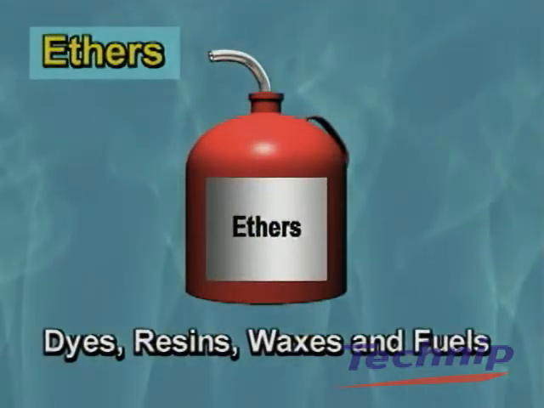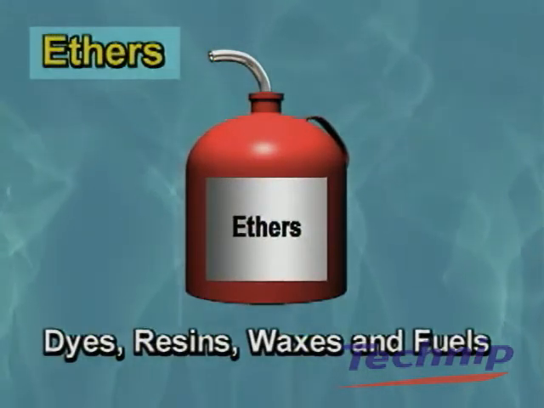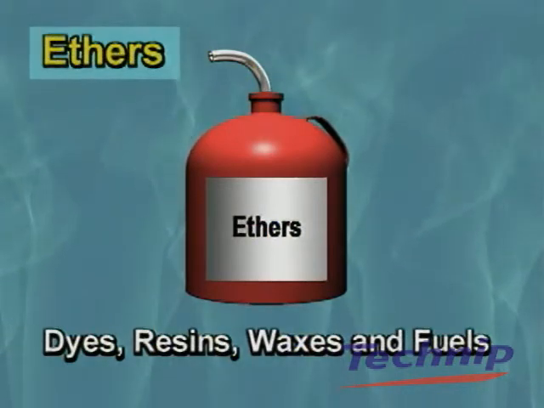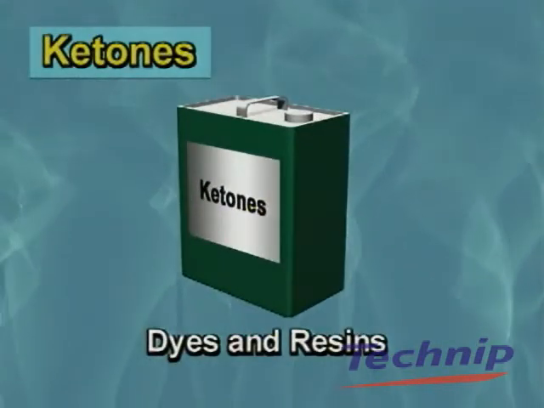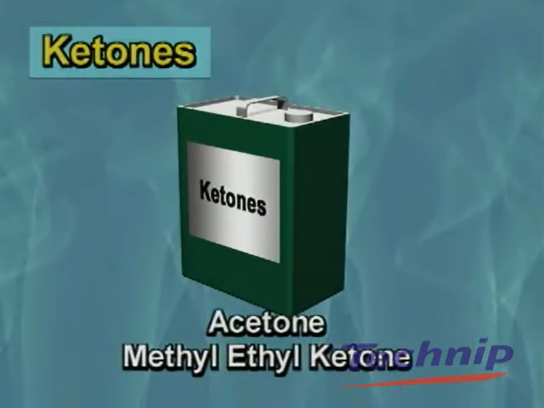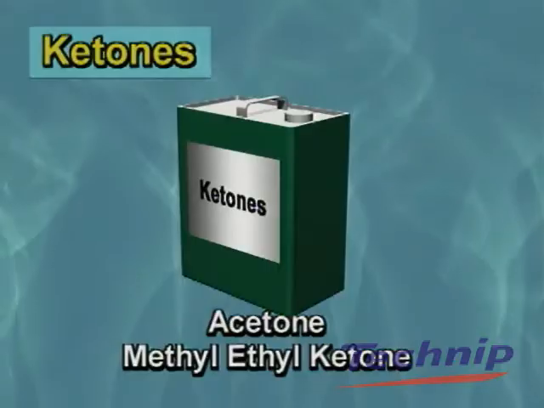Ethers are used in dyes, resins, waxes, and fuels. Many are not only flammable, but also form peroxides when ignited, increasing the risk of explosion. Ketones are used in dyes and in resins. Some, such as acetone and methylethyl ketone, are extremely flammable.